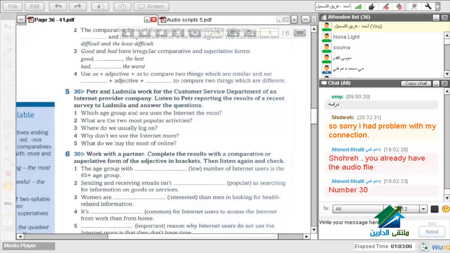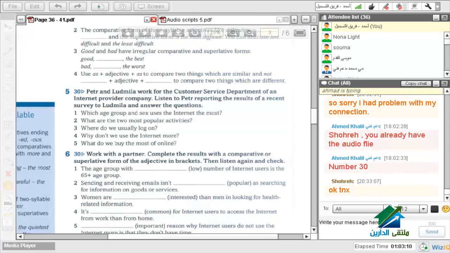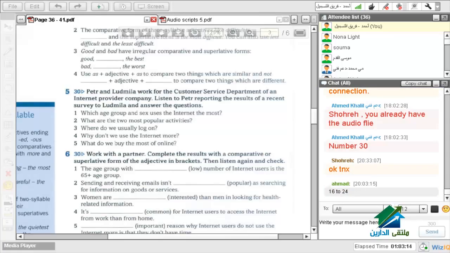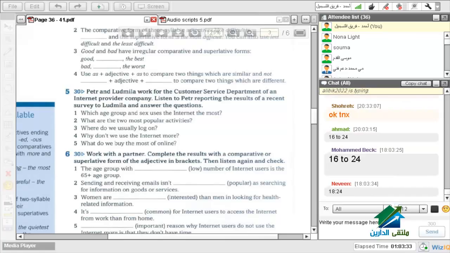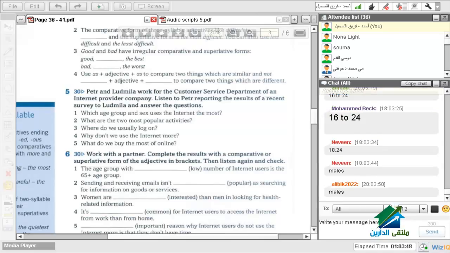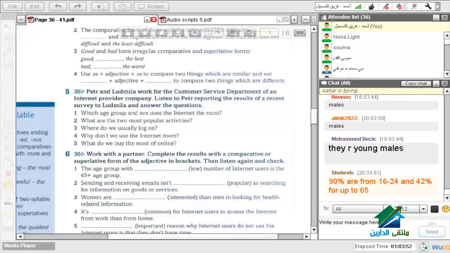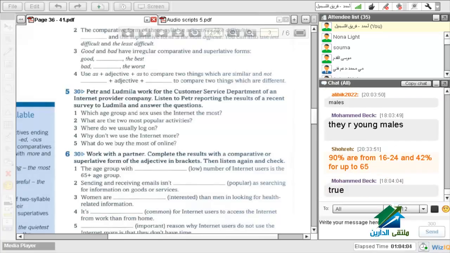Hello? Which age group and sex uses the internet the most? 16 to 24? And males or females? Males. Niveen is saying males. And actually it's 16 to 24. This age group. 16 to 24, age group. Not 18. Where the percentage in the 65 plus age group is only 24%. Okay.